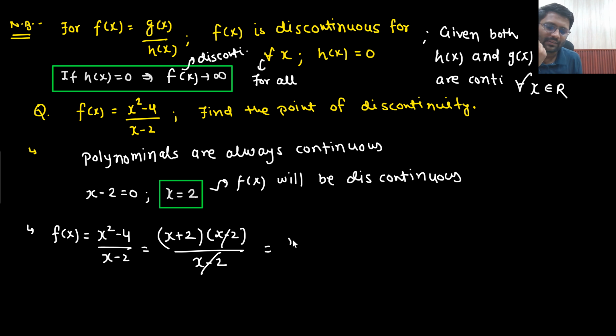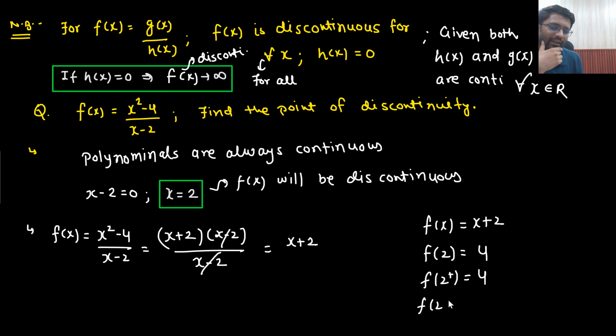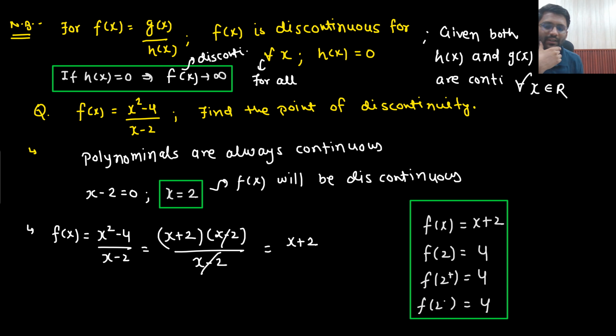So this and this is getting cancelled out. f(x) equals x plus 2. So sir, I have done f(x) equals x plus 2. Now sir, if I put f of 2 here, what is the answer I am getting? 4. Sir, you are saying it will be discontinuous, but I am getting the perfect answer. Sir, here if I put 2 plus, what answer I am getting? 4 only. 2 minus, I am getting the answer to be 4 only. How you are saying it is discontinuous? Sir, it is continuous only.